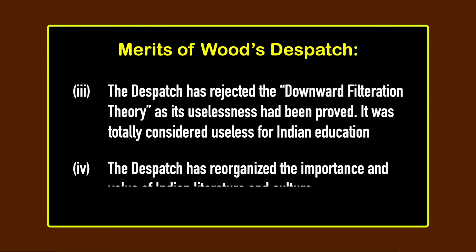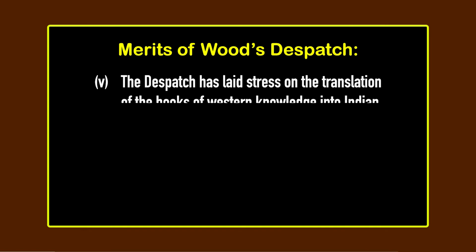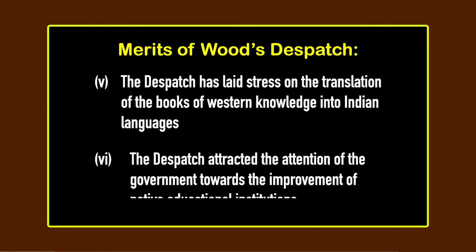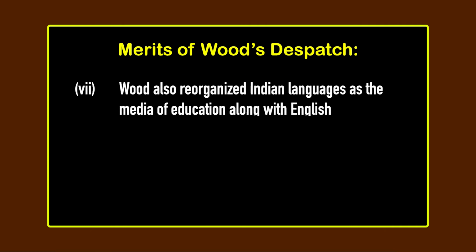The Despatch recognized the importance and value of Indian literature and culture. The Despatch laid stress on the translation of books of Western knowledge into Indian languages. The Despatch attracted the attention of government towards the improvement of native educational institutions. Wood also recognized Indian languages as the medium of education along with English.